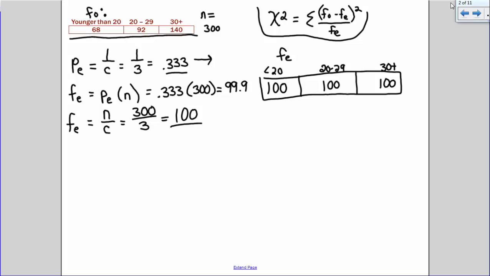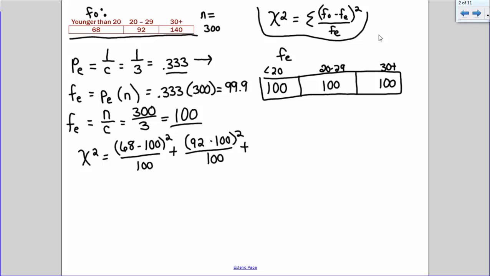All right, so now let's go ahead and do our chi-square calculation. So chi-square, and remember our formula up here. So for the first group, and actually these are all going to have the same FE. The first group, the observed frequency was 68. The expected frequency was 100. Square that. And the expected frequency is 100. And I'm putting a plus here because remember, we're summing all these up for each group. The next group, we observed 92. Expected was 100. Next group, we observed 140. We expect 100.